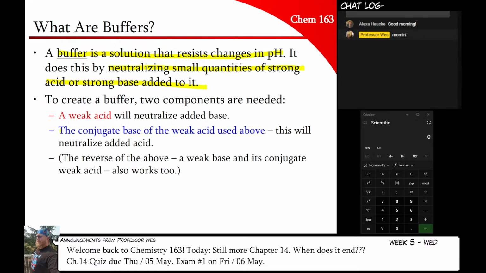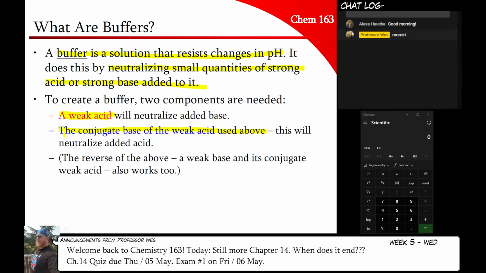Then what you need to do is pair the weak acid with its conjugate base. Now, of course, the reverse of this is true too, because you can pick any weak base you want and its conjugate acid, and that's still valid. But what this ends up doing is that the weak acid that you chose will react with any base you put in there, whether it's weak or strong. The strong base will just get instantly neutralized by the weak acid. If you add any strong acid, that will react with the weak base that you have in there.